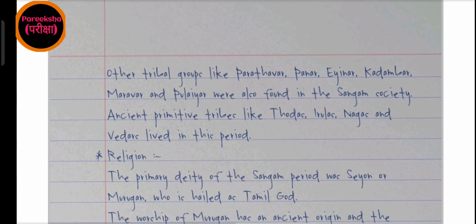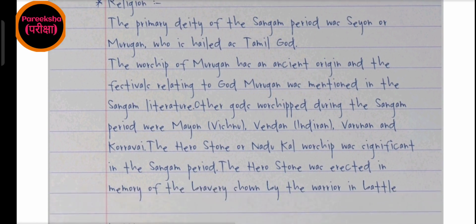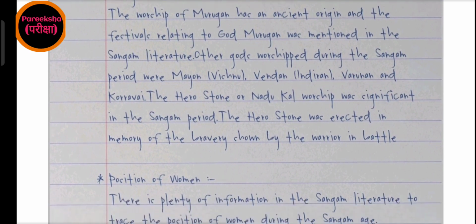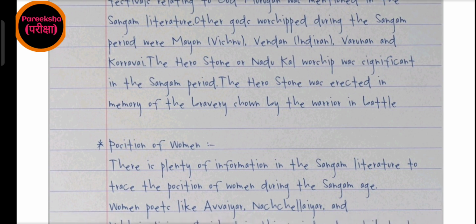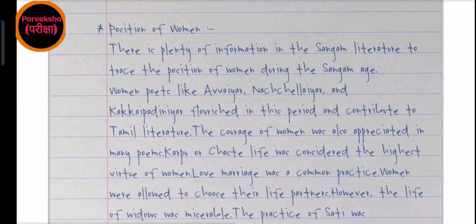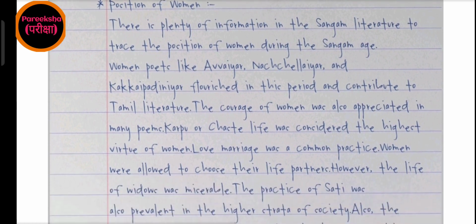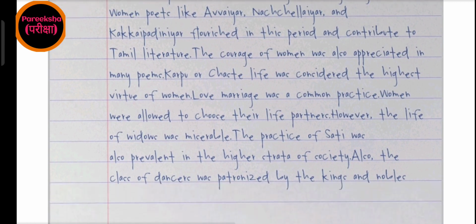On the occupational basis, the caste division was mainly there, as we have seen in other times also, that mainly the caste system was divided on the occupational basis, but later on we see that the caste system changed and its viewpoints, terms and terminologies were changed. Position of women is very important. There is plenty of information in the Sangam literature on the position of women during the Sangam age. Women poets like Avvaiyar and others flourished in this period and contributed to Tamil literature. There were many women who have contributed to Tamil literature.